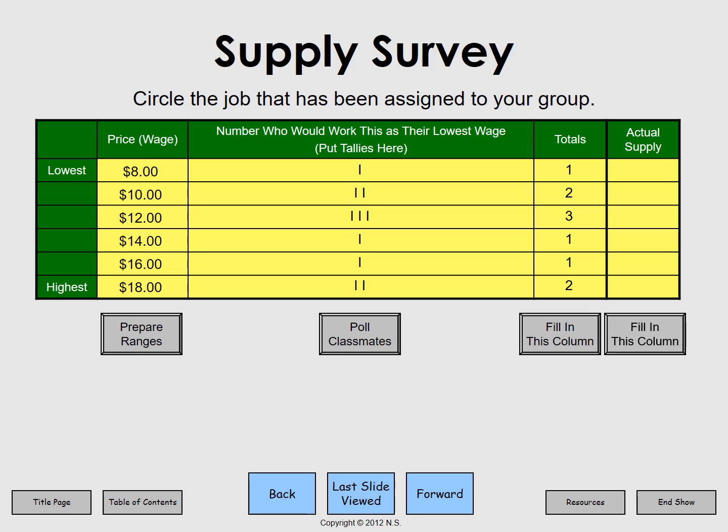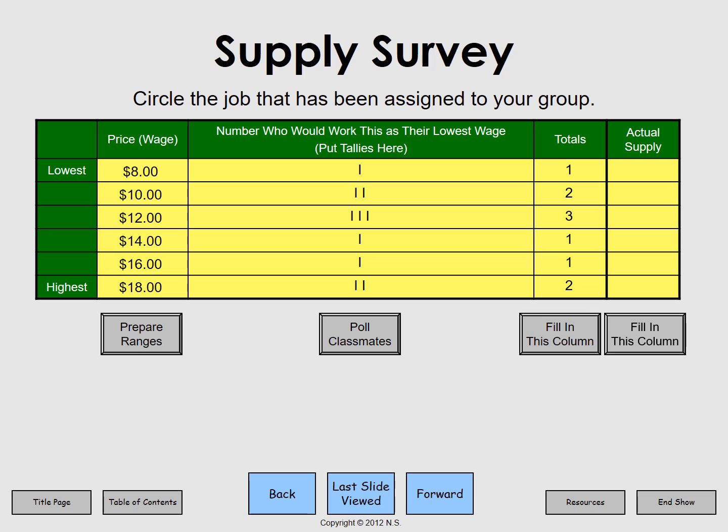So what this guy did was take a fake poll on who would work for a certain amount of money. So they picked a fake job and they asked people, would you be willing to work for $8 an hour? One person said they would do the job for $8 an hour. Would it take $10? And two people said that. Who would work for $18 on this job?